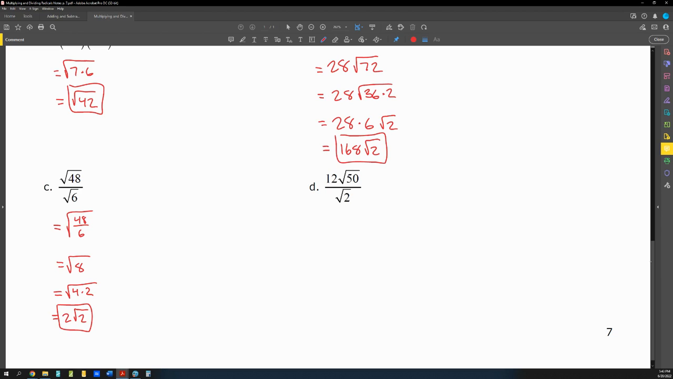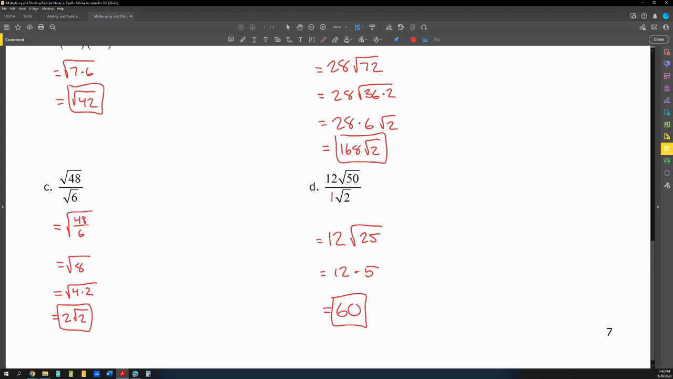And last but not least, 12 root 50 over, this would be 1 root 2. That number in front would just be 1. We have 12 divided by 1 is 12. And then the square root of 50 divided by 2 is 25. So square root of 25. And in fact, 25 is a perfect square. So we have 12 times, well, the square root of 25 is 5. And 12 times 5 is equal to 60.